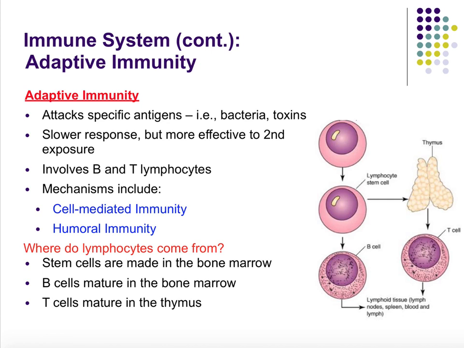Now, these lymphocytes, where do they come from? Well, all white blood cells come from our bone marrow. Most of our blood cells come from our bone marrow, mature in our bone marrow, and that includes our B cells. But the T cells will be born in the bone marrow, but it will actually migrate to the thymus gland and mature there.